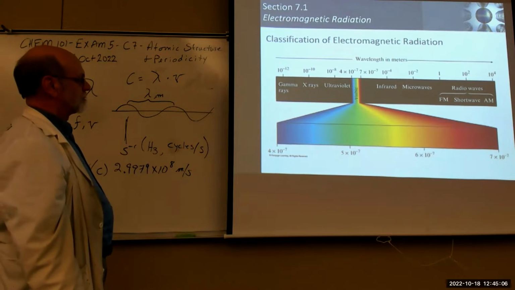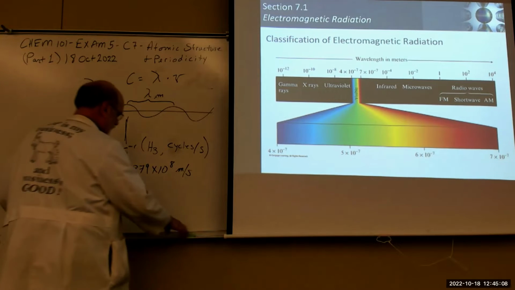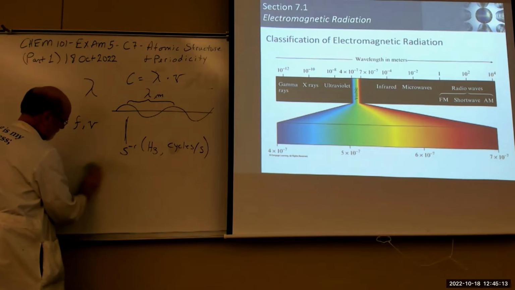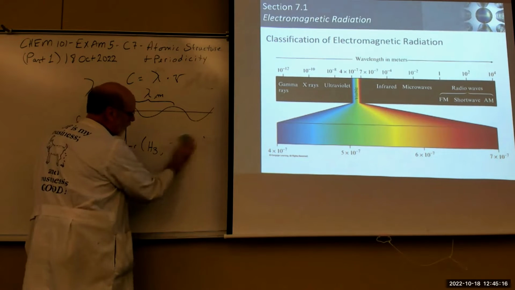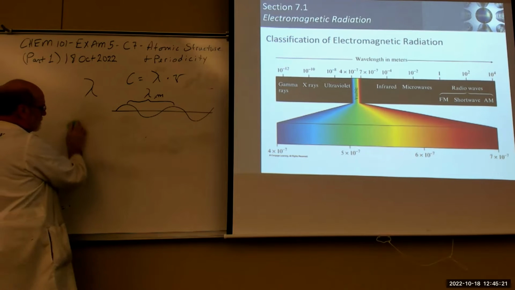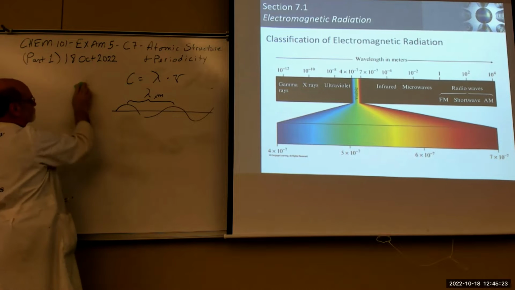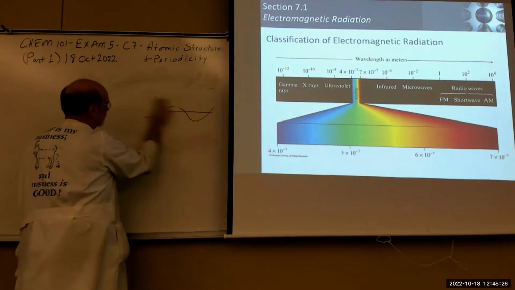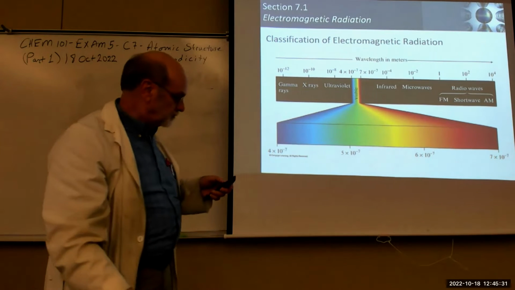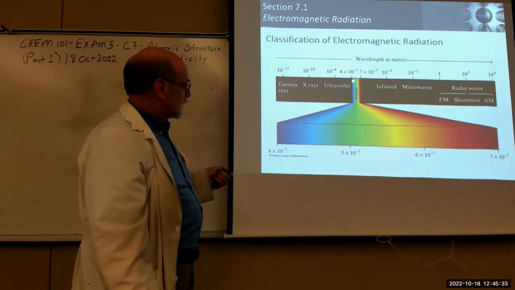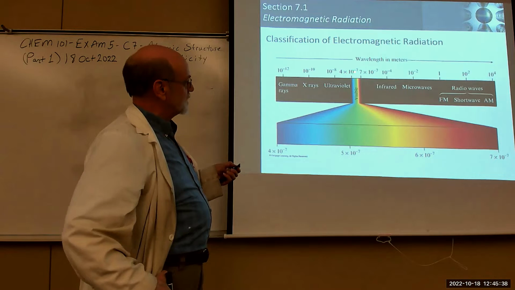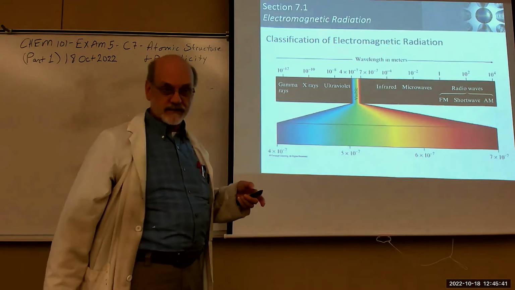Okay, the electromagnetic spectrum covers a lot of territory. Our eyes are only responsive to a very narrow range of wavelengths. That's the purpose of this slide. We can see light that is in the wavelengths here between 4 times 10 to the minus 7th and 7 times 10 to the minus 7th meters.